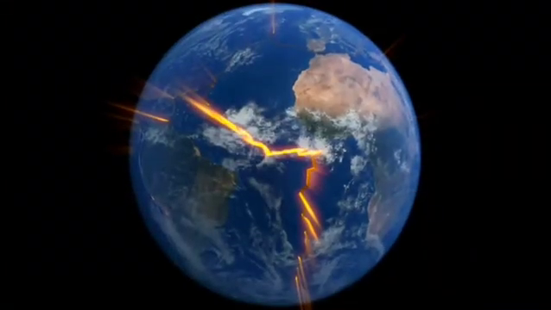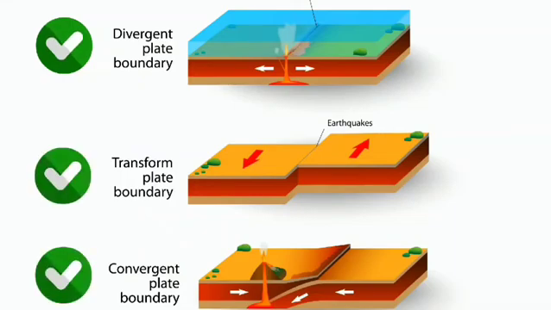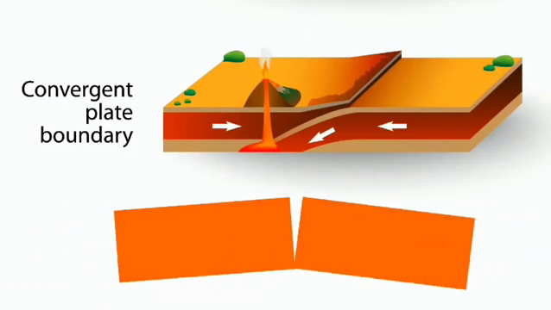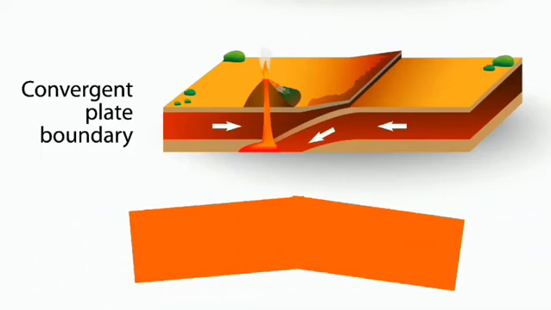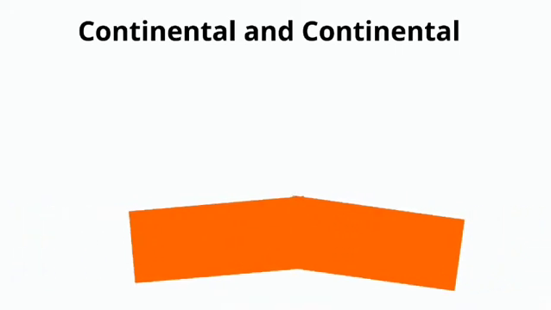There are 3 types of plate boundaries: divergent boundaries, convergent boundaries, and transform boundaries. Convergent boundaries occur when 2 plates collide. There are 3 major types. First is continental to continental. This occurs when 2 plates of continental crust collide. They buckle and thicken, and this causes mountains to form.